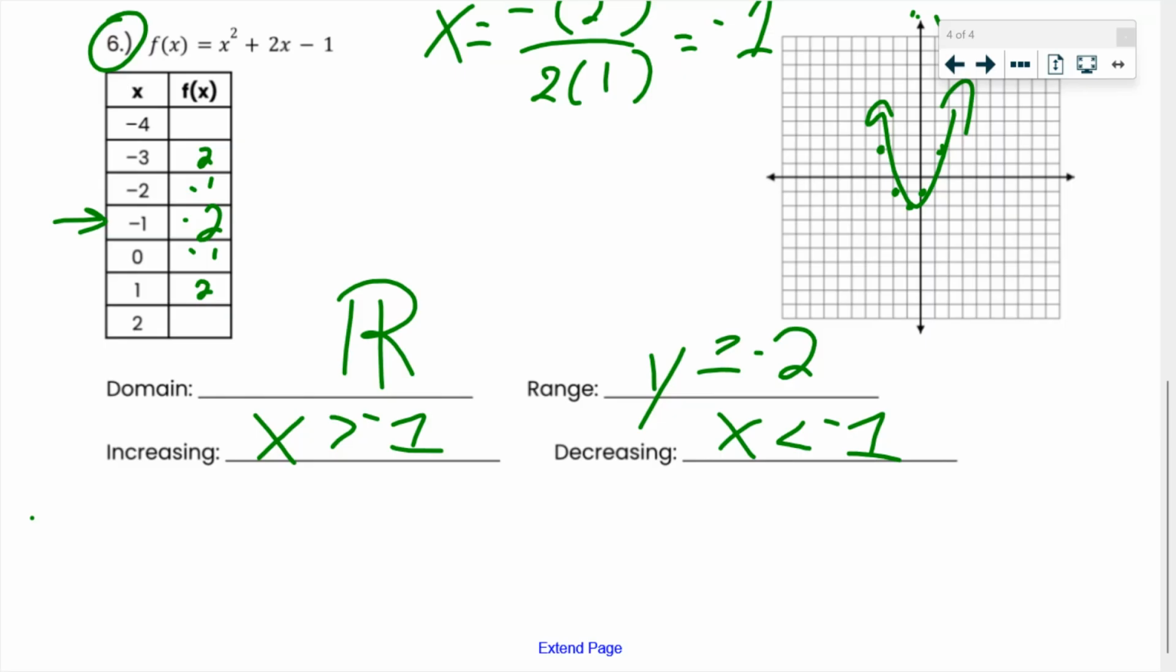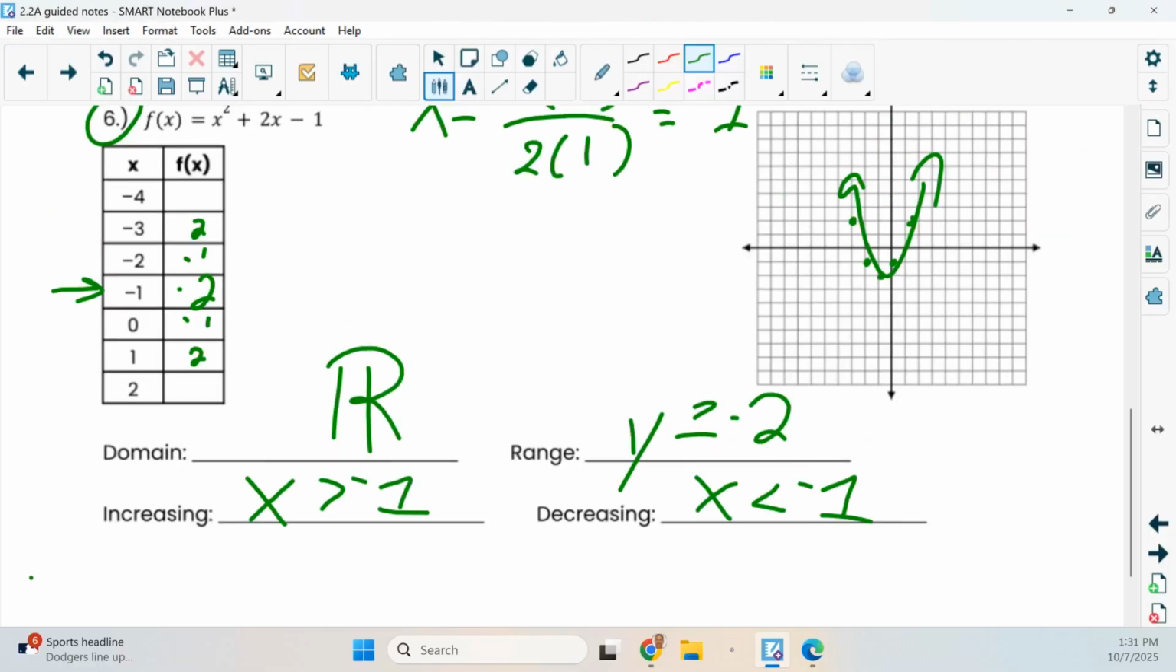Now, notice I didn't include -1, because I can't include them both. And if you want to be really hyper-technical, at -1, the function is neither increasing nor decreasing. At -1, it's at a point. All right. So you have your homework done for tomorrow.